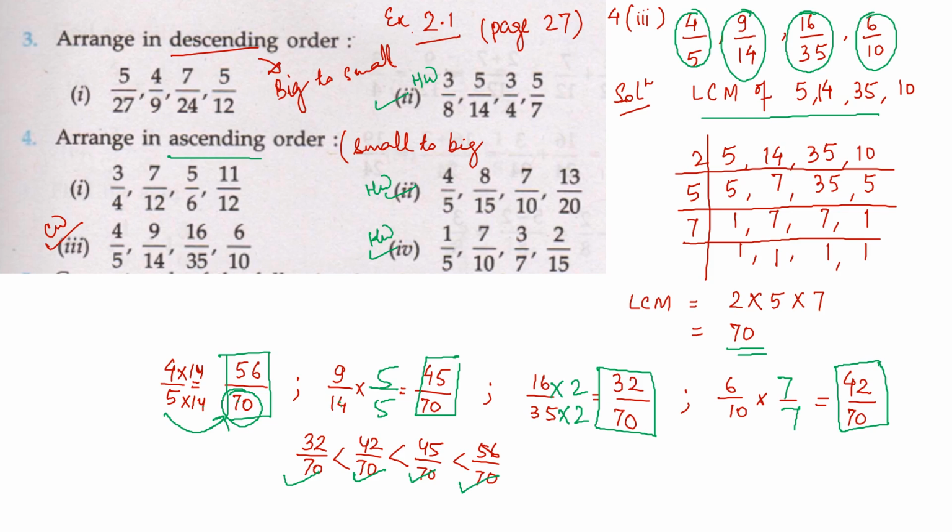Now final answer will be: 32 was 16 by 35 is the smallest. Then 6 by 10 is the second smallest. Then 45, 9 by 14 and finally 4 by 5. Clear? So this way only, with all the proper steps you have to do them.